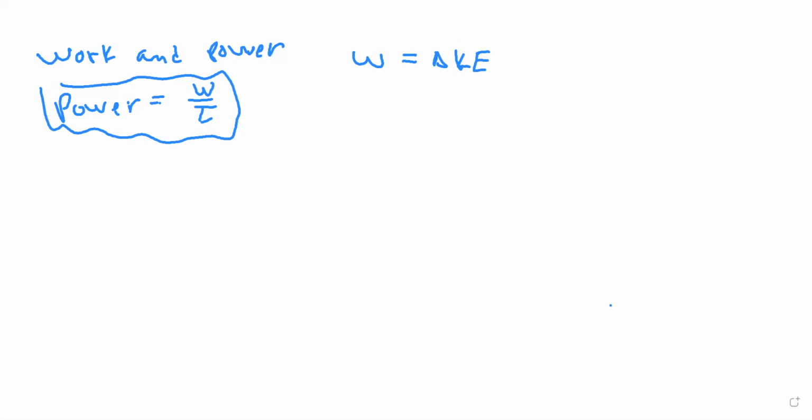Let's make this K a little better looking. Here we go. This is a K right here. And this is equal to 1/2 of the mass times final velocity squared minus 1/2 of the mass times initial velocity squared. So this is a V. There you go. So we got this formula, and we got the formula of power right here. So this is going to be work divided by time.